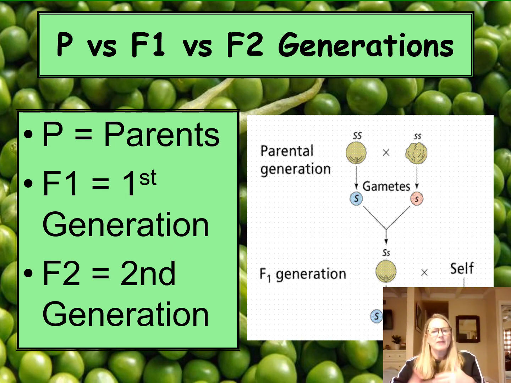So keep that in mind. We're going to be doing Punnett squares later. You're going to want to become very comfortable using this terminology. So P stands for the parent, F1 is the first generation, and F2 is the second generation. And from his experimenting, he did notice that certain ratios and patterns came up in each of these generations.